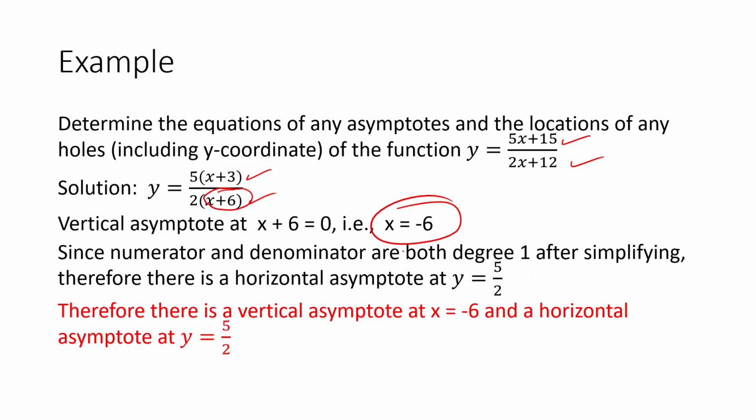And now we're going to determine if we have a horizontal or an oblique asymptote. Well, after simplifying, we have degree 1 over degree 1. So we're going to be able to say there's a horizontal asymptote at lead coefficient over lead coefficient. To do this, we can go back to the original if we want. The lead coefficient of the numerator is 5 and the lead coefficient of the denominator is 2. So we're going to have a horizontal asymptote at y equals 5 over 2. And now that we know both those pieces of information, we can write our therefore statement in red.